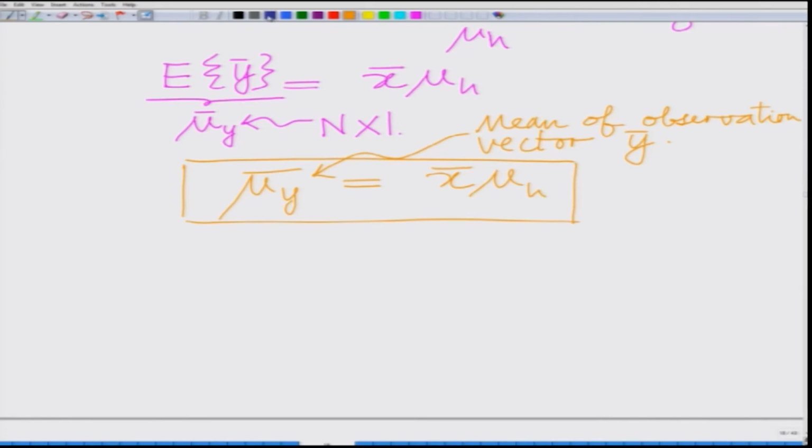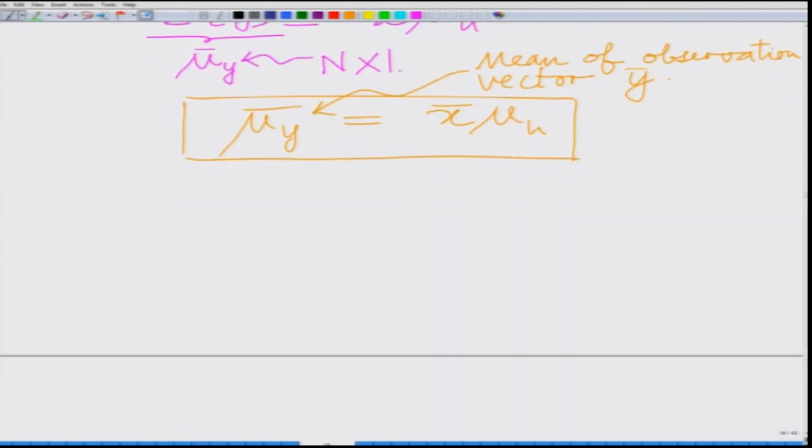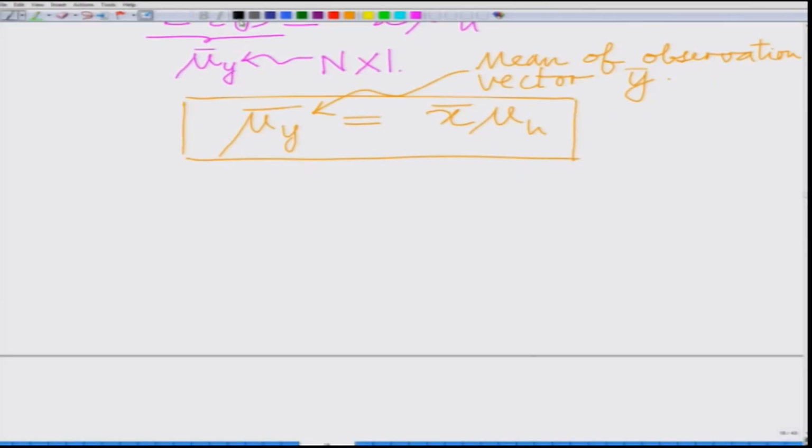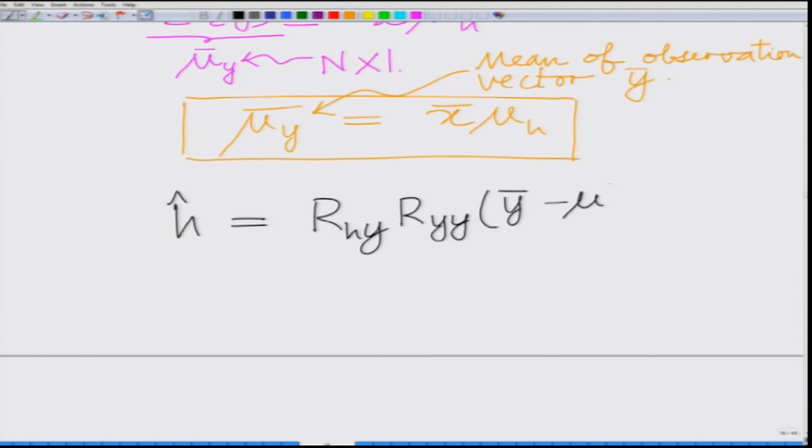Now we have an expression for the mean of the observation vector y bar, that is mu y bar, and we know that the expression of the Gaussian MMSE estimate is given as h hat equals r h y into r y y inverse times y minus mu bar y plus mu h, where r y y is the covariance matrix of y, and r h y is the cross covariance between the parameter h and the observation vector y. Let us also write that down. We know that the MMSE estimate h hat equals r h y into r y y inverse into y bar minus mu y plus mu h.